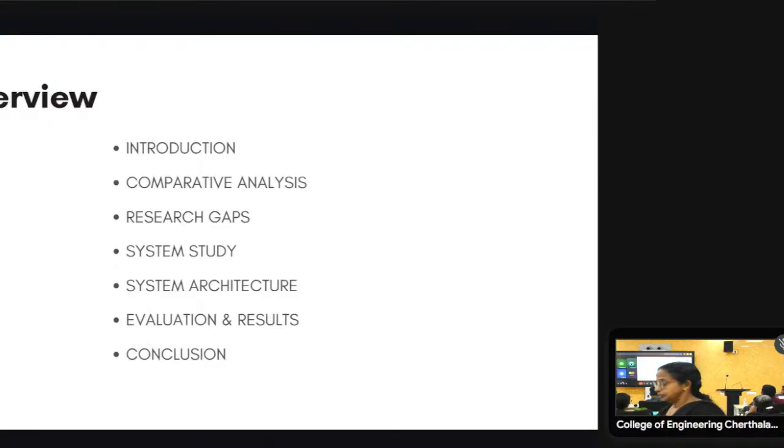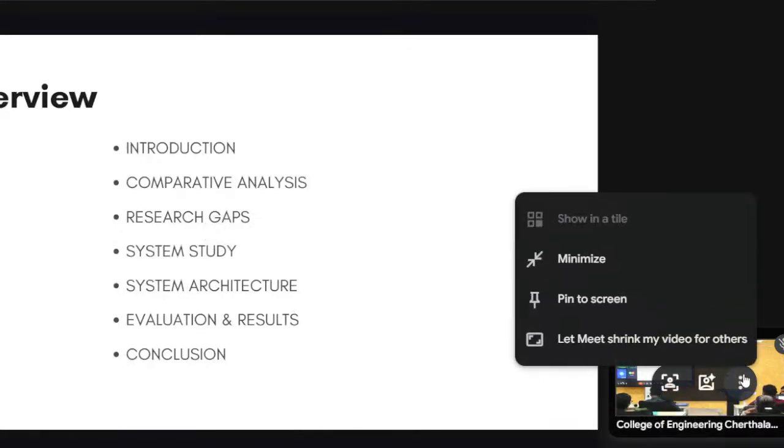Now, what we have here is a quick overview of what we are going to discuss today. Since our system, that is the BioLib system, is still a work in progress, we have done comparative analysis, identified the research gaps, and also done a system study. So let's start without any further ado.